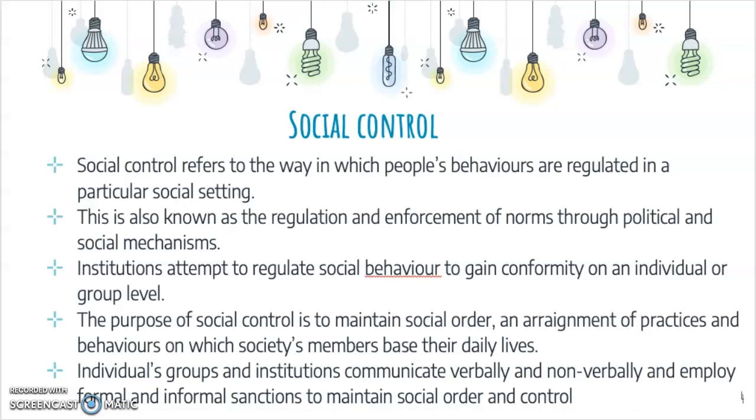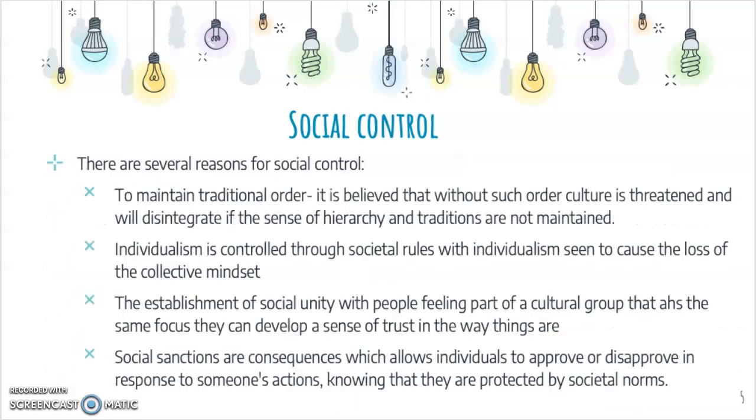Individuals and groups impose sanctions to help maintain that social order, and these sanctions can be communicated verbally or non-verbally through things like signage, posters, looks, it could be comments, it could be fines issued. There's lots of different ways that institutions and individuals help to perform sanctions. From a government's perspective, these are the main reasons that they want social control to be enacted.